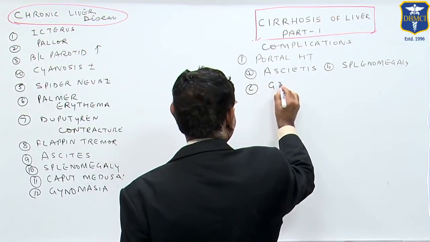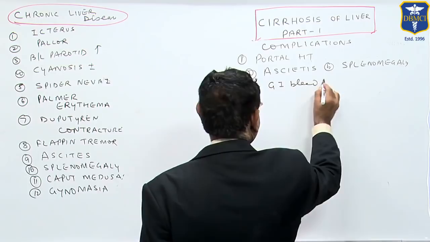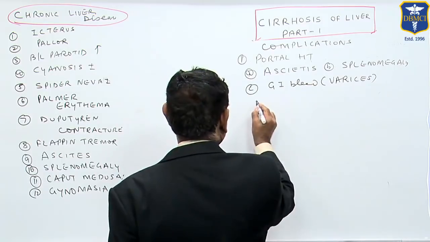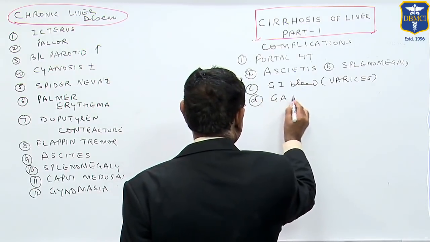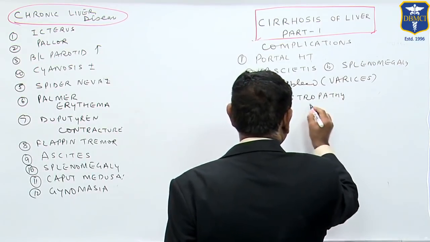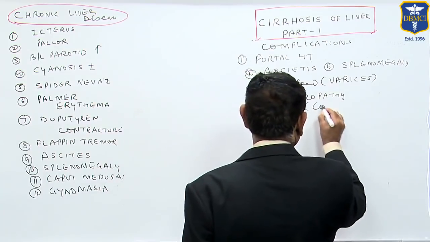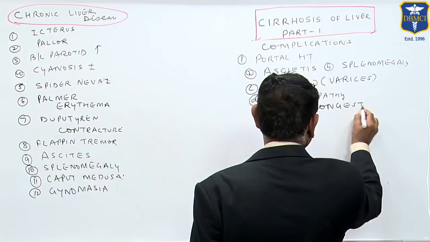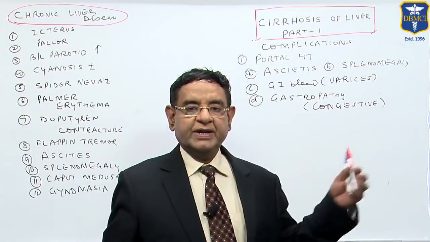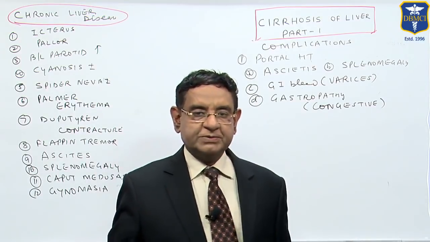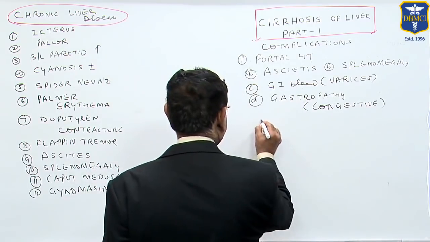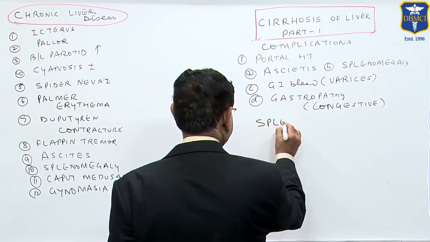GI bleed, upper GI bleed because of varices, gastropathy, that is congestive gastropathy. There are other complications also, but we will talk subsequently. First of all, we talk about portal hypertension and we talk about splenomegaly.